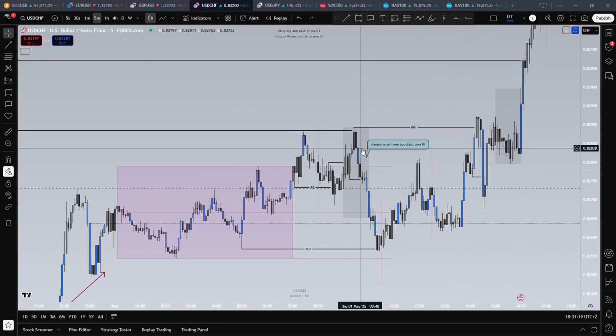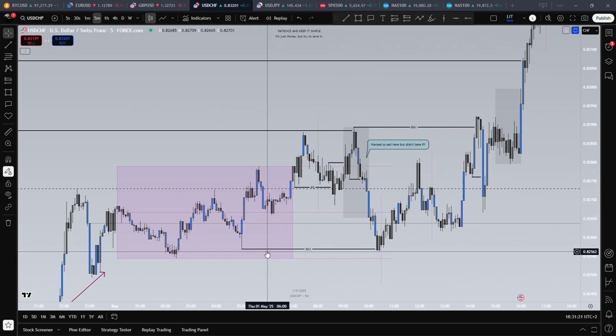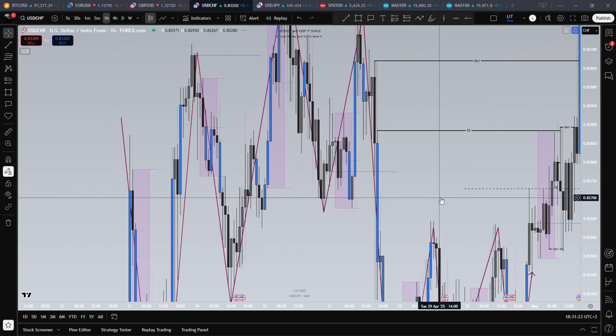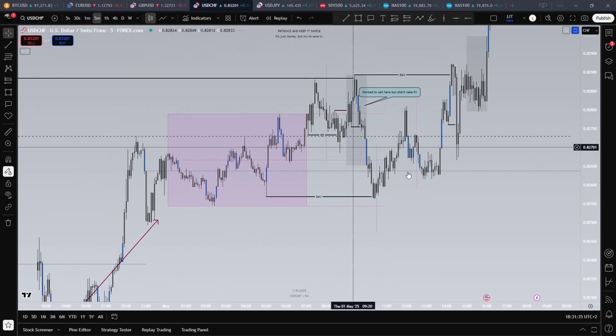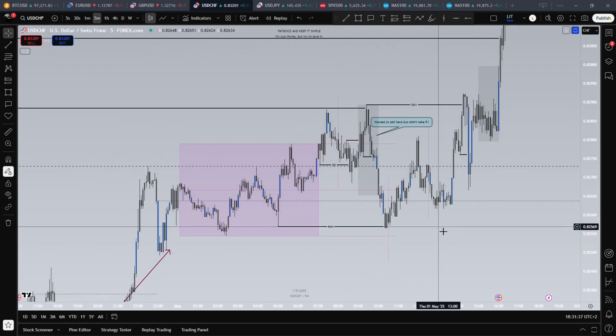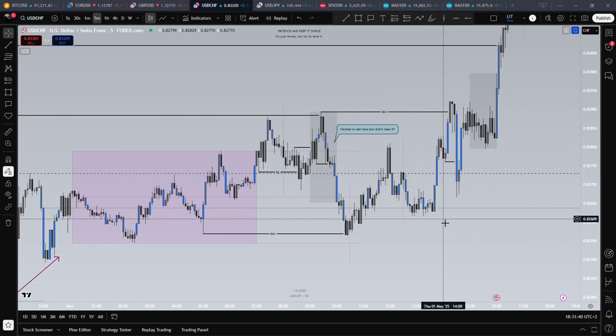I was looking for a sell here, but to take this low, which was the run liquidity on H1 that took this high. Maybe this one, but this is more clear. Like for people, this is clearer than this one, and we took it perfectly, as you can see here.